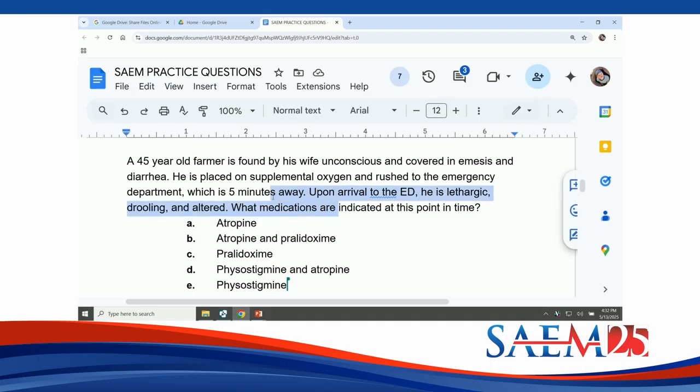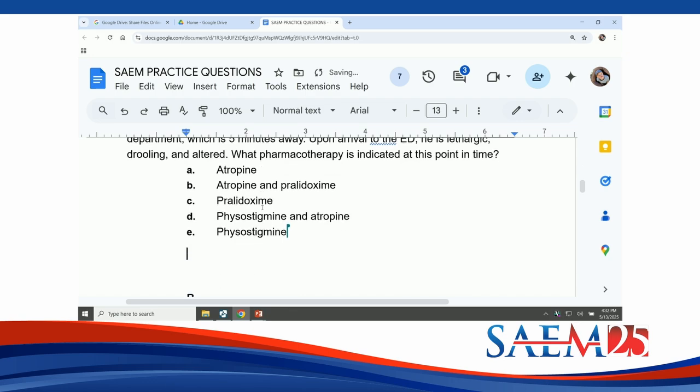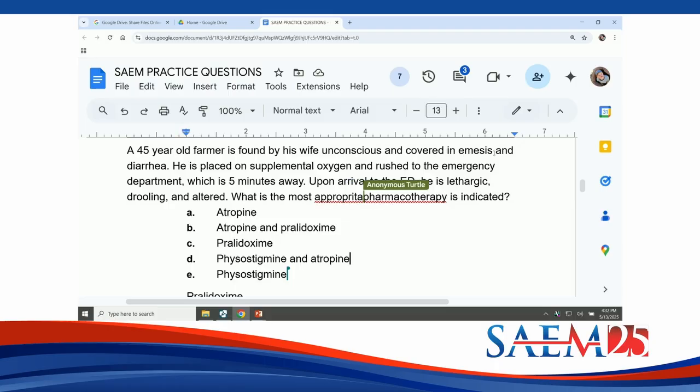So, something like that, all right? And then it's pralidoxime, physostigmine is the only combo we don't have. Should it just say what pharmacotherapy is indicated? Well, not that. Oh, yeah, you're probably right about that. You're going to add that option for us? Okay. Right, because we have 3 option choices. Yeah, so 3 combinatorial is 6.